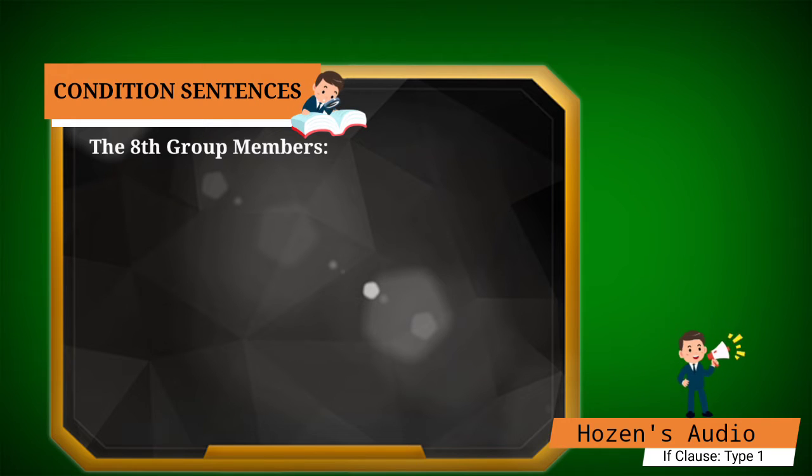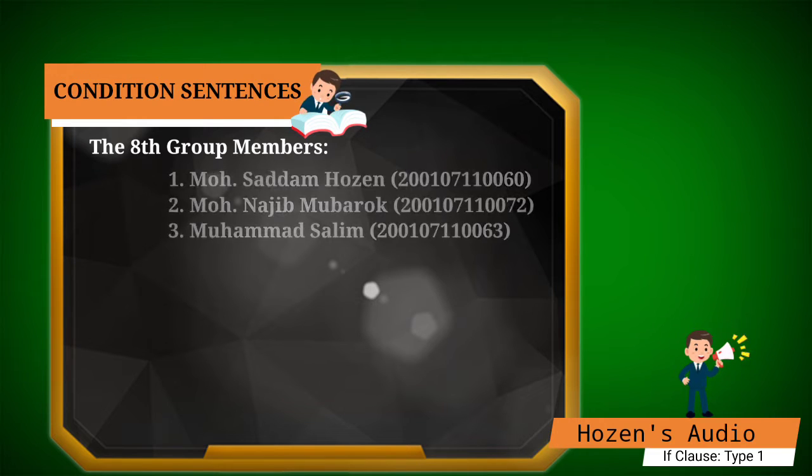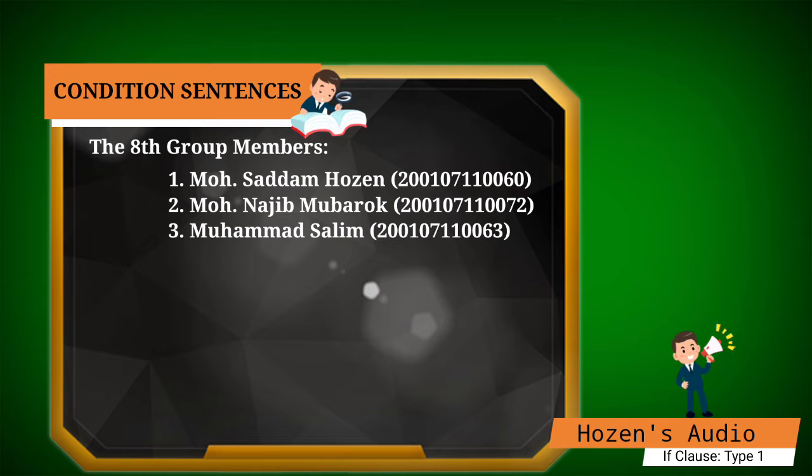Okay, here we are from group X. We will explain to you about conditional sentences. Before I explain, let me introduce my group. First, I am Muhammad Saddam Hozen, and second, Muhammad Najib Mubarok, and the third is Muhammad Salim.